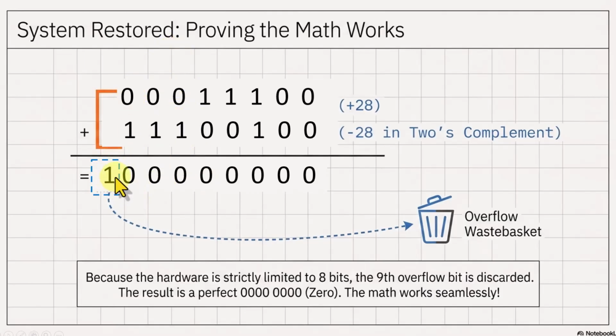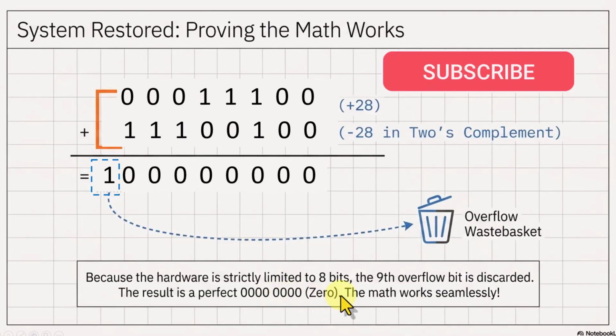0, okay? We have just gotten the last bit which changed to 1, and because it is 8 bit, the ninth bit we cannot have, okay? So the ninth bit will be just ignored and deleted, okay? So we will have 0, 0, 0, 0, 0, so that our problem is solved. Positive 28 and negative 28 just change to 0, okay? So because the hardware is strictly limited to 8 bits, the ninth overflow bit is discarded. The result is a perfect 0, 0, 0, 0, and the math works seamlessly.